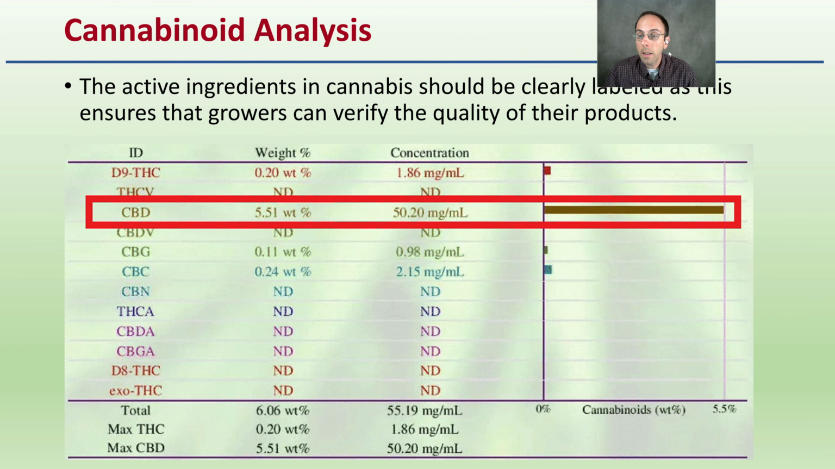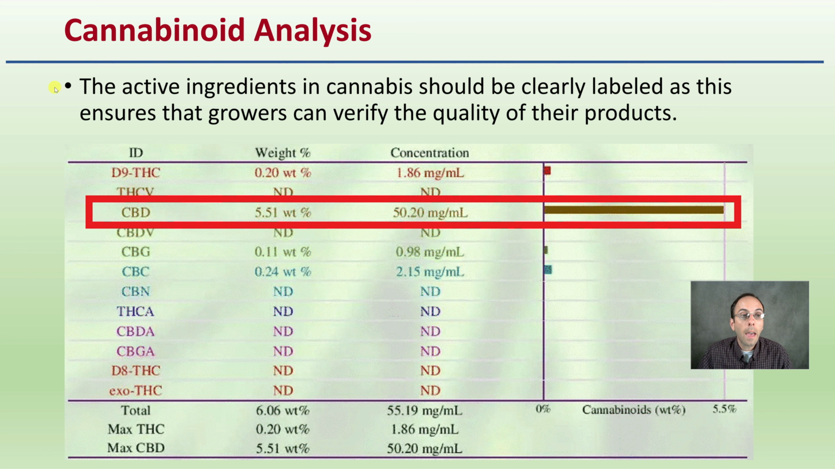Now, the cannabinoid analysis, again, some things that you might see. The active ingredients in cannabis should be clearly labeled, as it ensures that growers can verify the quality of their product. So the cannabinoid analysis, and this is where a lot of consumers will look, and that's great, but just keep in mind there is more than just the cannabinoid analysis to take into consideration. And again, we're seeing some of those levels, those abbreviations mentioned here.